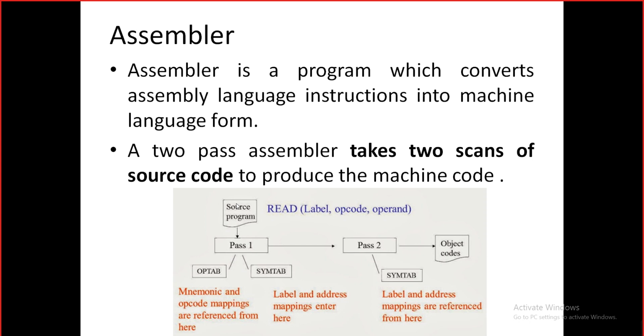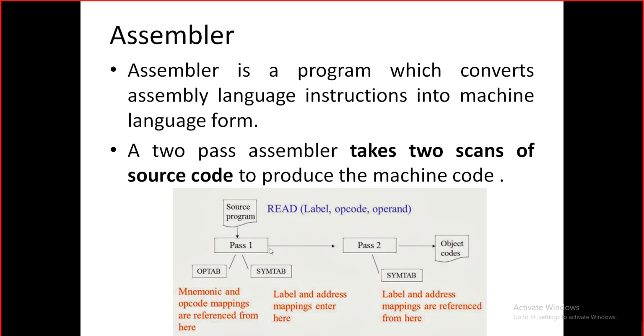In the first pass, what we are going to do is scan the source program, that is our assembly language code, and then we are going to generate a few data structures, which are the opcode table, the symbol table, the literal table, and the pool table, right? These are the four tables that we generate out of pass one.